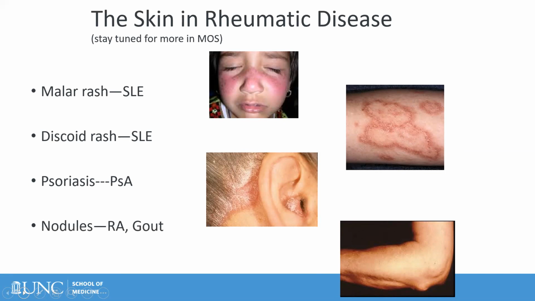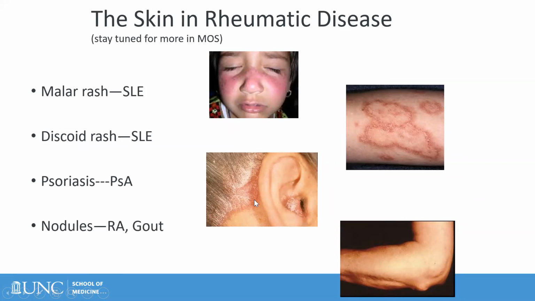The skin is also very important. Just a few examples here. The patient on the top has this very classical malar rash over the bridge of the nose and the cheeks, classically sparing the nasolabial fold. This is a discoid rash in lupus, with erythematous heaped up edges and relative central clearing.